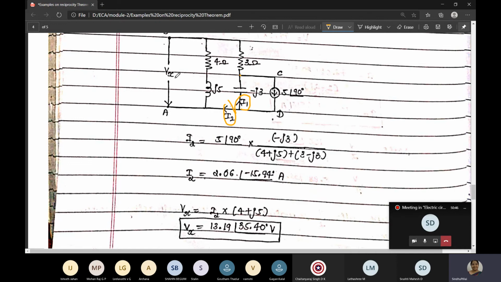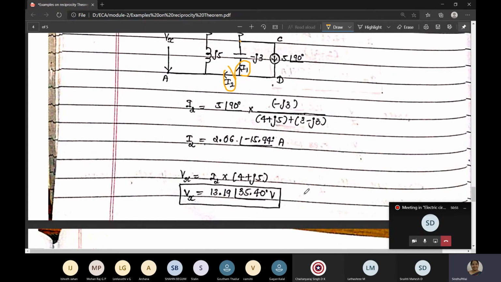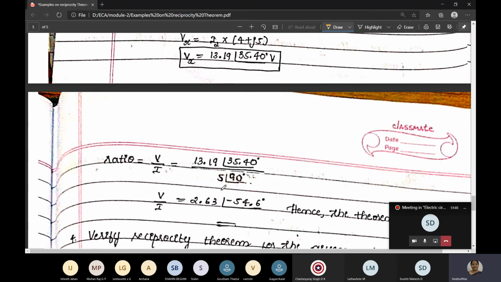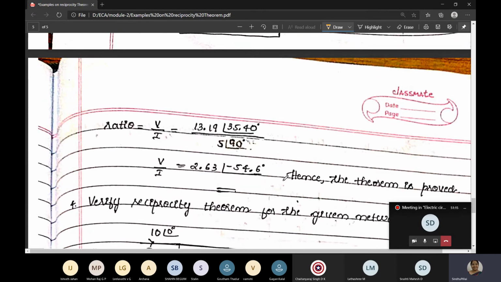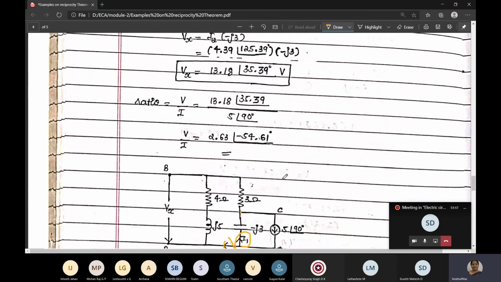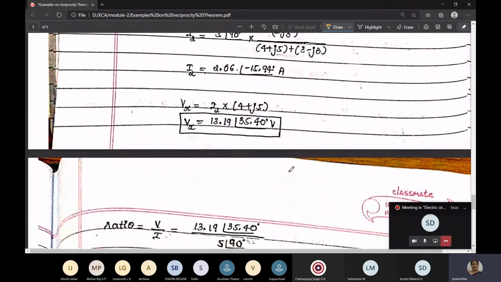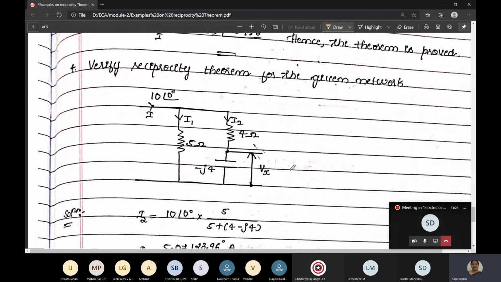After getting I2, what is Vx? Vx is equal to I2 into 4 plus J5. So we'll get Vx. One voltage Vx is 13.19. So the ratio, what we got? It is 13.919, and the current they have given already is 5 at an angle 90. So the ratio V by I is 2.63 at an angle minus 54. So the ratio remains the same. Hence the theorem is proved. This is one very important problem where we use the branch current to solve it. The same problem with different numbers is given as an exercise for you.